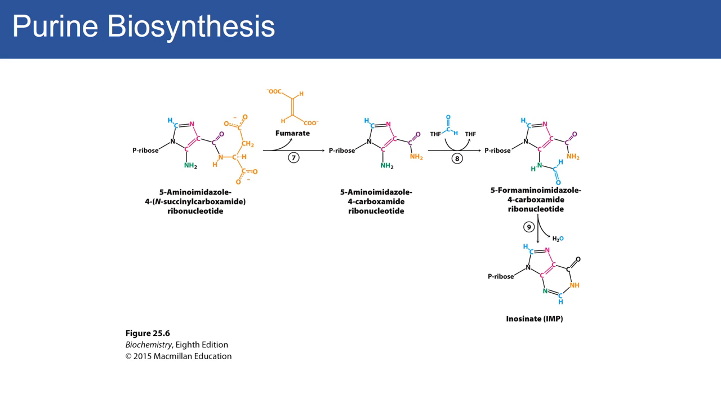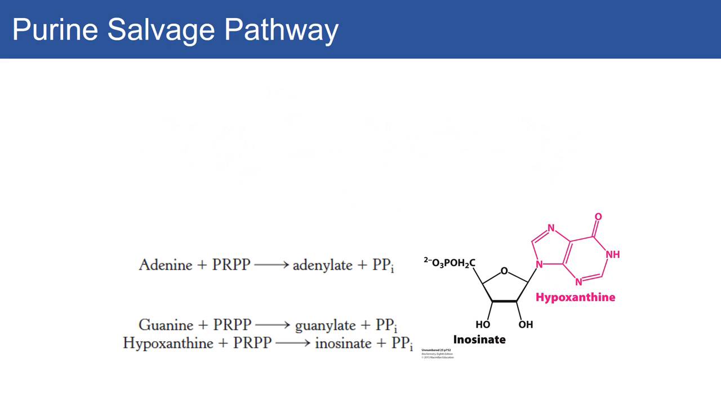We're then going to chop off the fumarate functional group in step 7. Then a second formyl group is going to be donated by THF, and then we're going to cyclize that reaction in step 9. So we end up with inosinate, or IMP. IMP is the precursor for both ribonucleotides, and we've gone through this 9-step generic purine biosynthesis pathway.